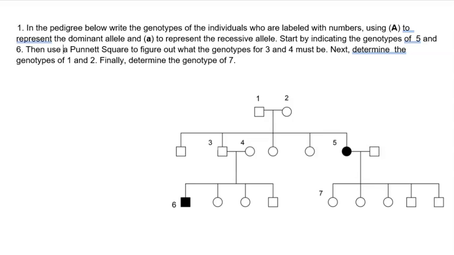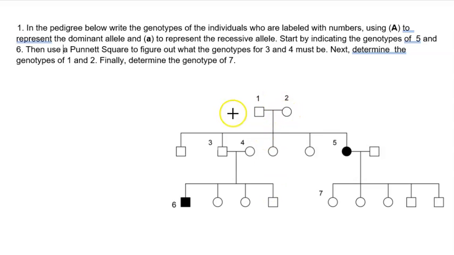Okay, so let's see what it says here. It says in the pedigree below, write the genotypes of the individuals who are labeled with numbers. Write capital A to represent the dominant allele, and lowercase a to represent the recessive allele. Start by indicating the genotypes of 5 and 6, then use a Punnett square to figure out what the genotypes of 3 and 4 must be. Next, determine the genotypes of 1 and 2, and finally determine the genotype of 7. So let's just examine this, study it for a minute.